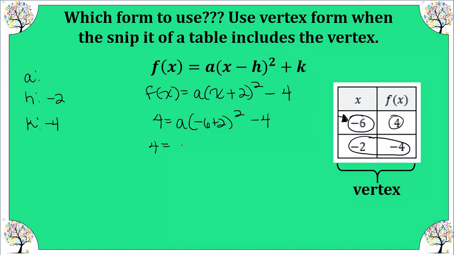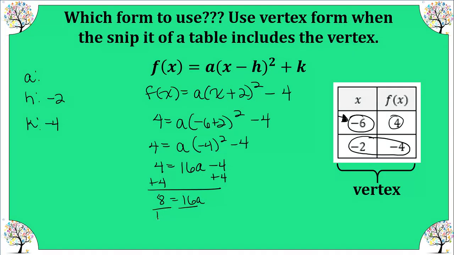And let's simplify. -6 plus 2 is -4. We're going to square -4 and we get 16 times a. And now let's solve for a. Our a value is 1/2.